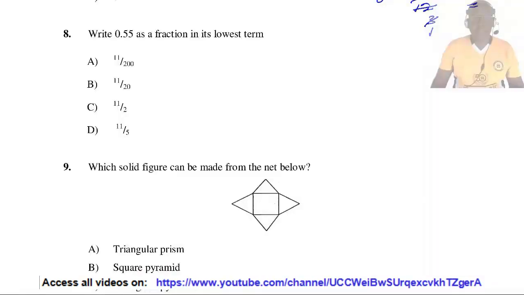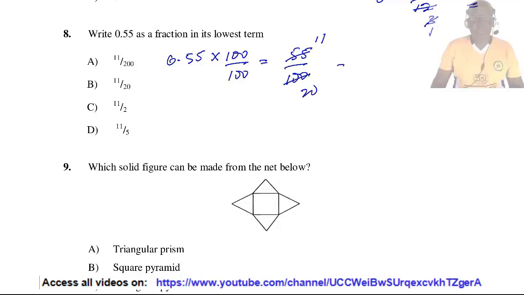Question 8. Write 0.55 as a fraction in its lowest term. That is 0.55. We shall multiply by 100 and divide by 100. This equals 55 divided by 100. 5 goes into 55 eleven times, 5 goes into 100 twenty times. So the answer is 11/20, which is B.